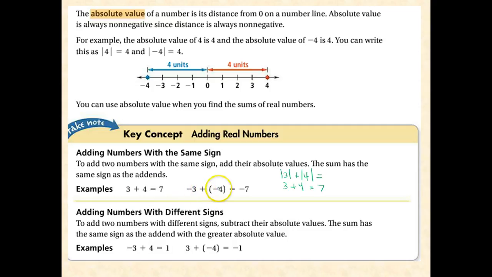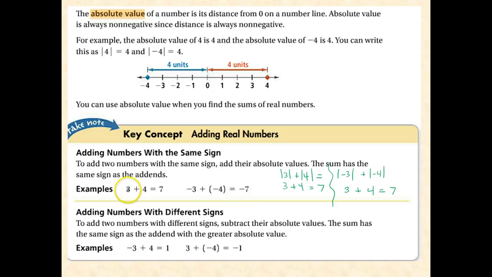If we were to add the absolute values here, the absolute value of negative 3 plus the absolute value of negative 4, the absolute value of negative 3 is 3. The absolute value of negative 4 is 4. And then the sum keeps the sign of the addends. So that would be negative 7.